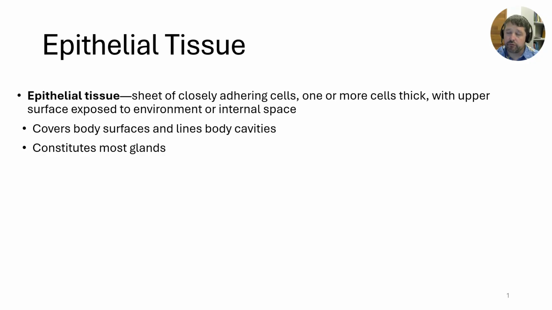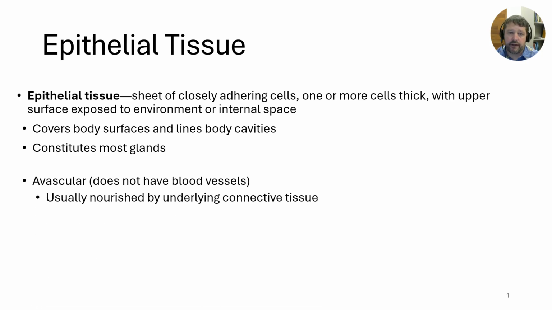Okay, so it covers the body surfaces, it lines the body cavities, it constitutes most of the glands. So there's lots of glands that epithelial tissue is associated with. It doesn't mean that it's the entire part of the gland. There might be some muscles associated with that, nerves, and connective tissue. But it's a big portion of glands.